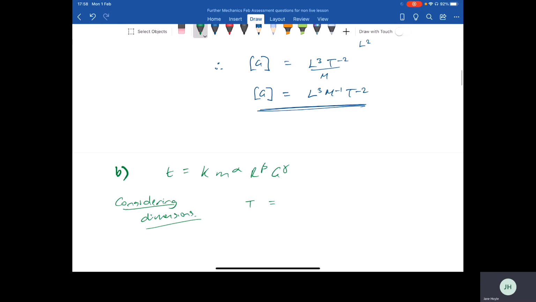is equal to, so I'm not going to worry about the k, but I know that the dimension of m is M. It's a mass, so it's going to be M to the power of alpha. The dimension of r is the radius, so the dimension is L, so it's going to be L to the power of beta. And the dimension of g, of course, is that kind of great big unwieldy thing there. So L cubed, M to the minus 1, T to the minus 2. And that is all to the power of gamma.